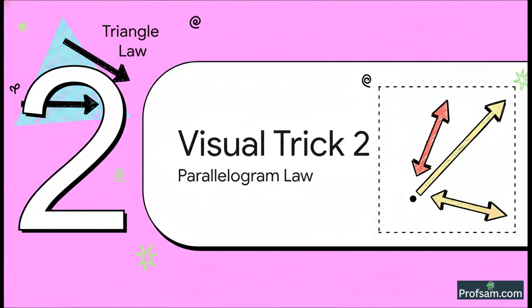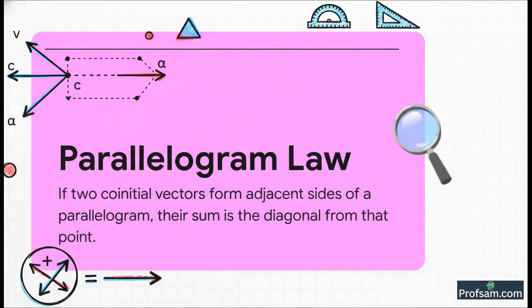Okay, so the triangle law is perfect for things that happen one after the other. But what if two things are happening at the exact same time? For that, we've got another really useful visual tool, the parallelogram law. The definition here has a keyword, co-initial. And all that means is that both vectors start from the very same point. So if you have two vectors starting from the same point, and you use them to draw a parallelogram, the diagonal from that same starting point gives you their sum.